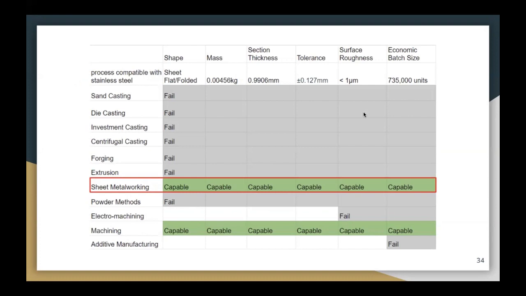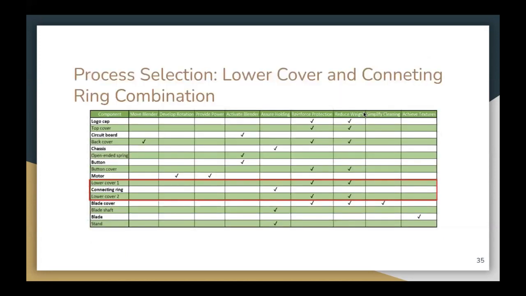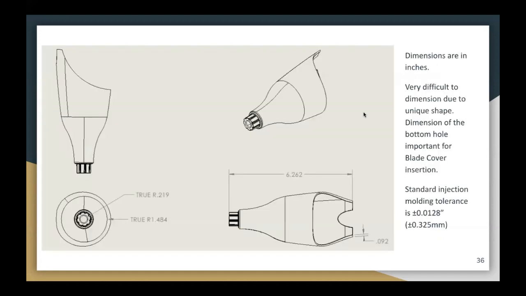Based on the components in the chart, we've decided that sheet metal working and machining are both capable of manufacturing this stainless steel part. Here we have decided to go with sheet metal working. Next, we have the lower cover 1, lower cover 2, and connecting ring combination. We're connecting them in one part with the primary function to reinforce protection, reduce weight, and assure holding.